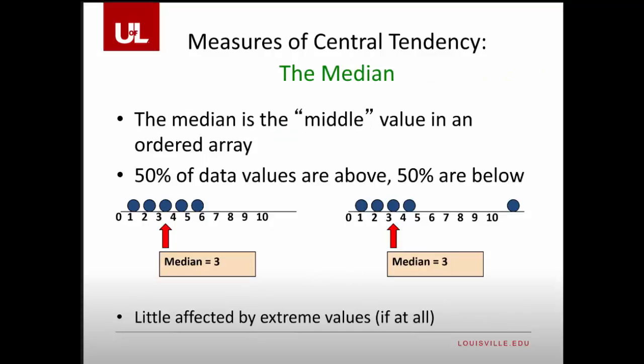A different measure of central tendency that is immune to outliers is called the median. The median simply stands for middle. If you line up the numbers from smallest to largest, the median is the value in the middle such that 50% of the values are above it and below it.